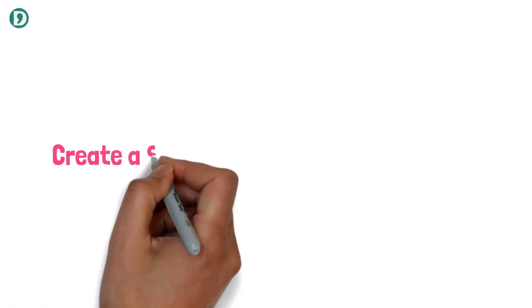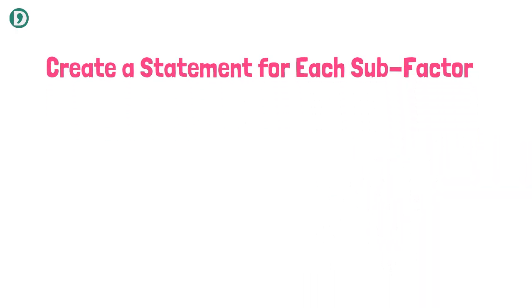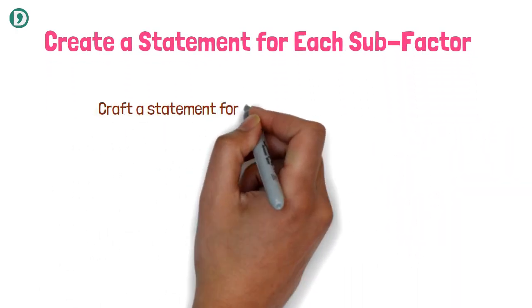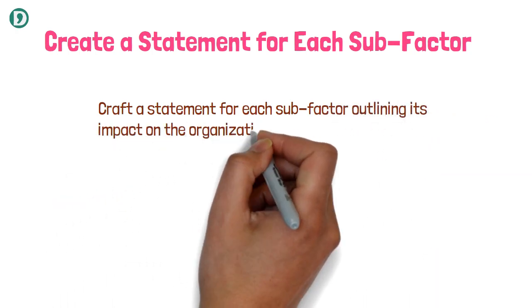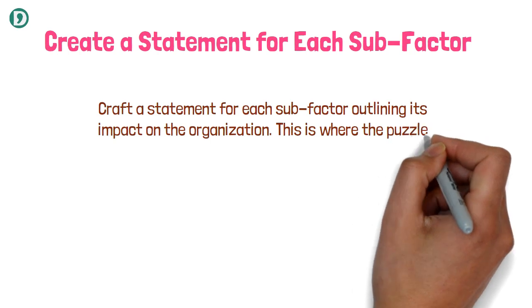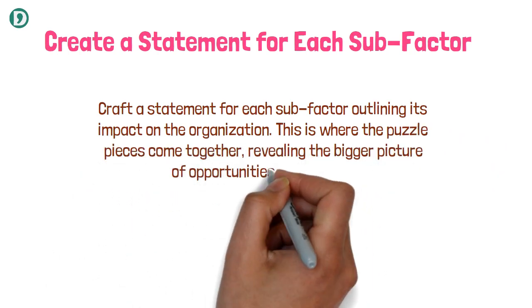Next step is to create a statement for each sub-factor. Turn your findings into a narrative, crafting a statement for each sub-factor, outlining its impact on the organization. This is where the puzzle pieces come together, revealing the bigger picture of opportunity and threat.